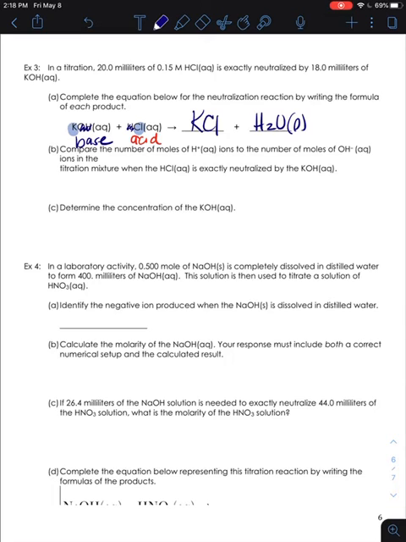Once we complete the neutralization reaction equation, we can compare the number of moles of hydrogen to the number of moles of the hydroxide. And we did say that it has to be equal. So look back at your notes. Equal mole amounts in order for that neutralization to truly occur. Determine the concentration of that. So let's take a look.